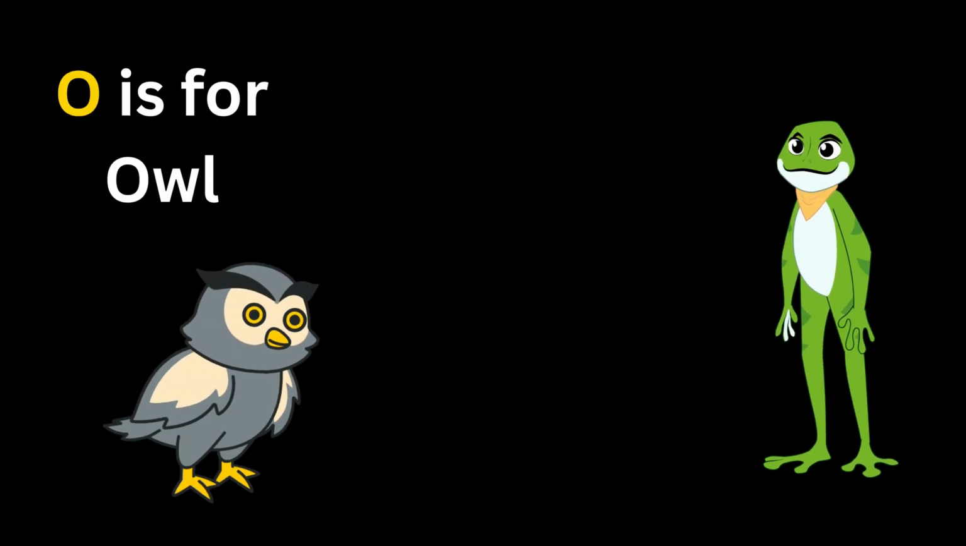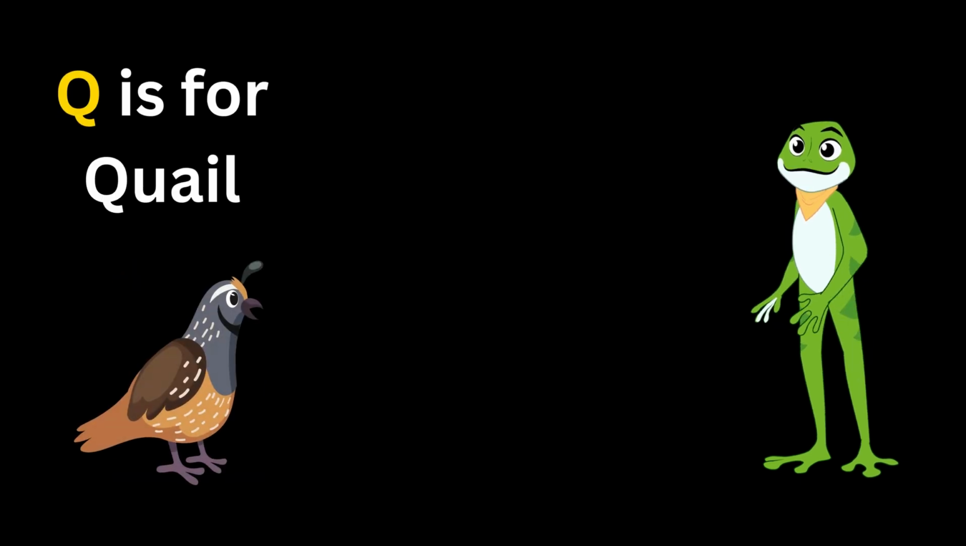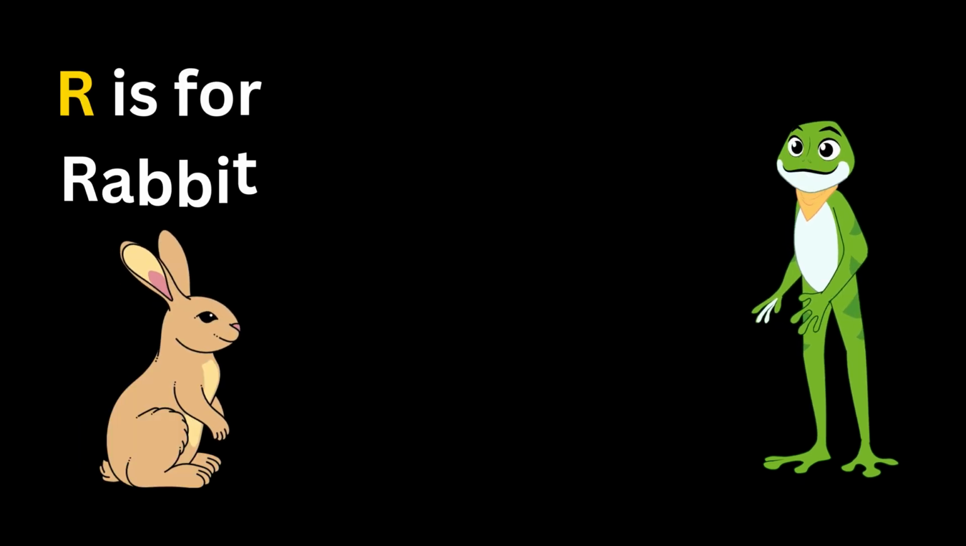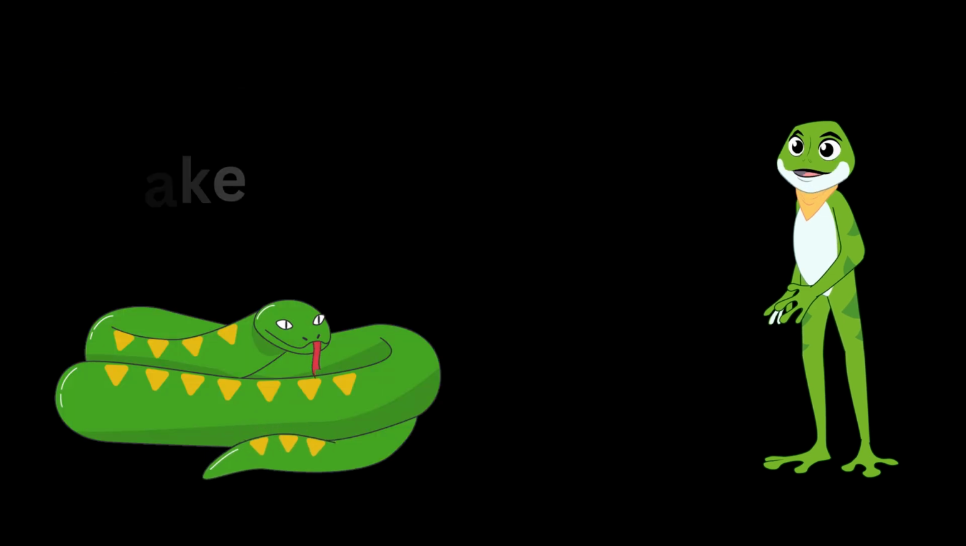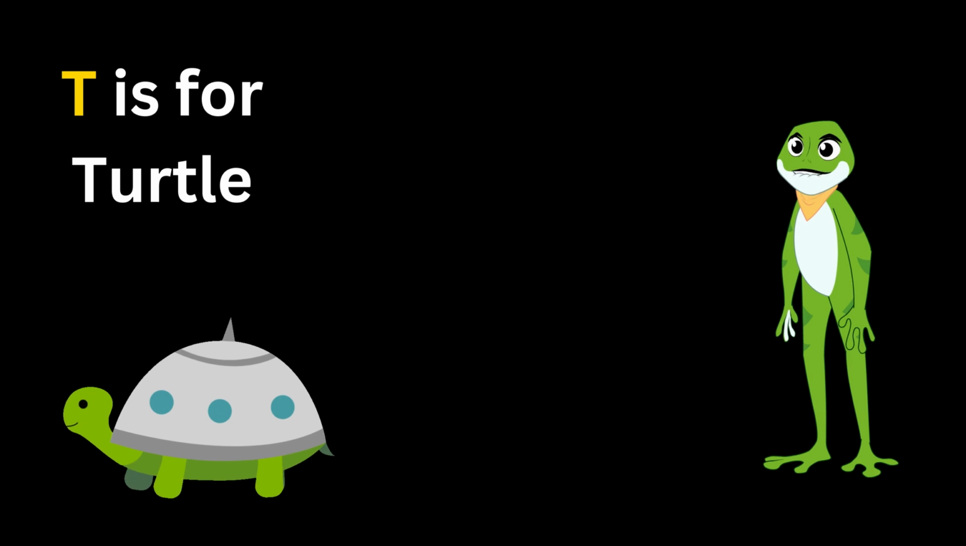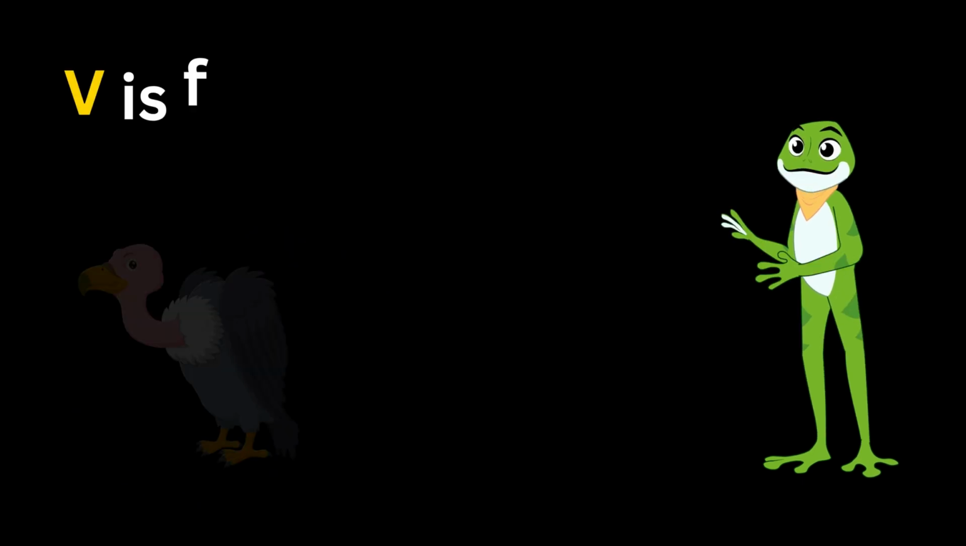O. O is for owl. P. P is for parrots. Q. Q is for quail. R. R is for rabbit. S. S is for snake. T. T is for turtle. U. U is for unicorn.